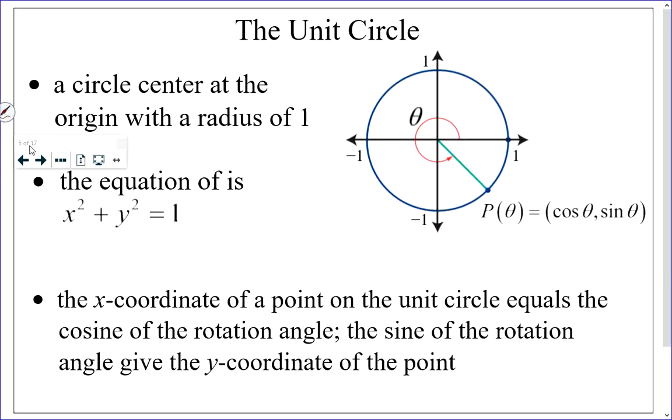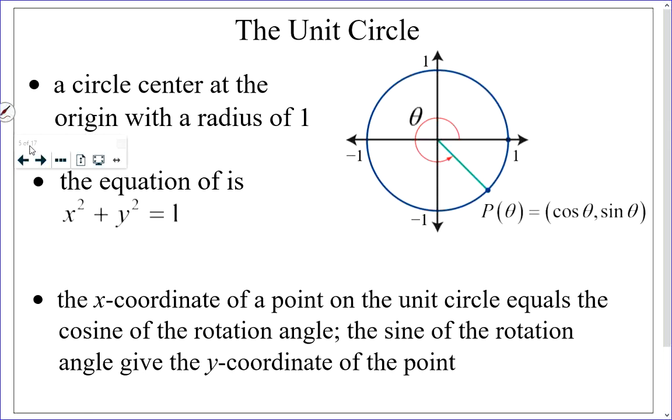The unit circle, some key ideas that you need to know about the unit circle is what it is. It's a circle with a radius of 1 centered at the origin. You also need to know that the equation of the unit circle is x squared plus y squared is equal to 1. And probably more significant than all of this other stuff, although it's important as well, is knowing that the x-coordinate on the unit circle is the cosine of the rotation angle, and the y-coordinate on the unit circle is the sine of the rotation angle.